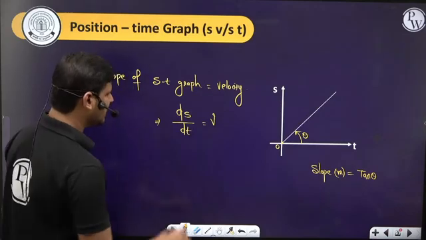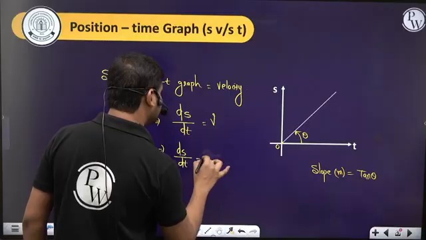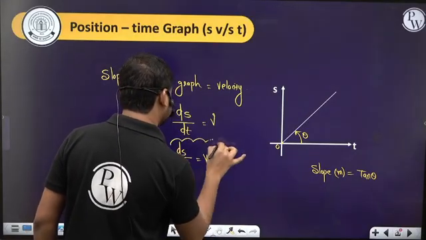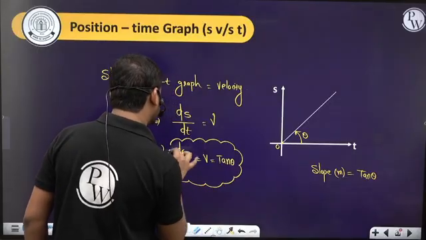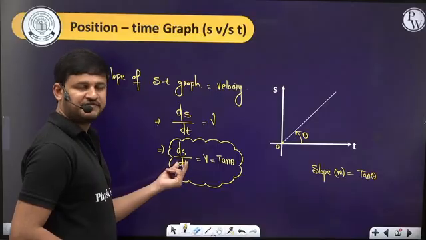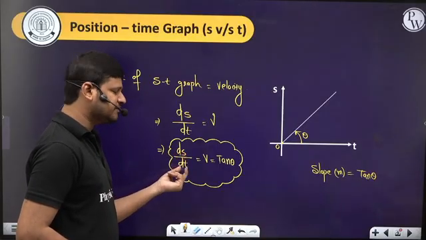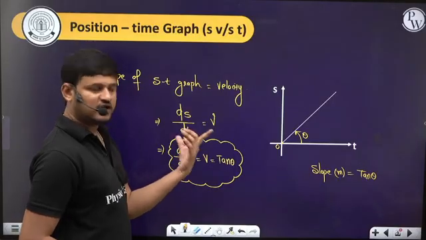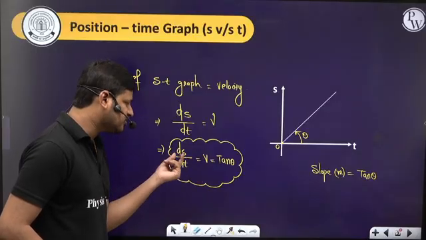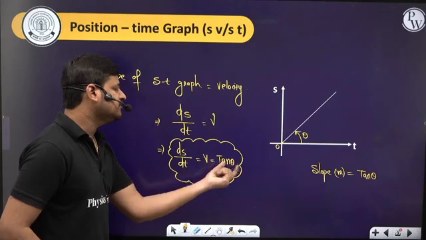So from here I can write ds by dt equals v, which equals tan theta. So this is the relation between slope and velocity. This ds by dt is nothing but the differentiation of the displacement-time graph. Differentiation of displacement with respect to time will give the velocity, or we call it the slope of the ST curve gives the velocity, or we can also get it from the theta.